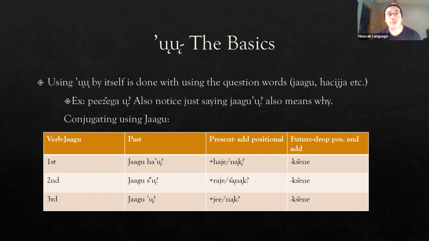So second person, jagush'u, what did you do? Now that's a question that might come up quite often in Ho-Chunk. Jagush'u, what did you do? Another question that might come up pretty often is jagush unaje, what are you doing as you're standing there, standing positional? Or jagush ushanank, what are you doing as you're sitting there?